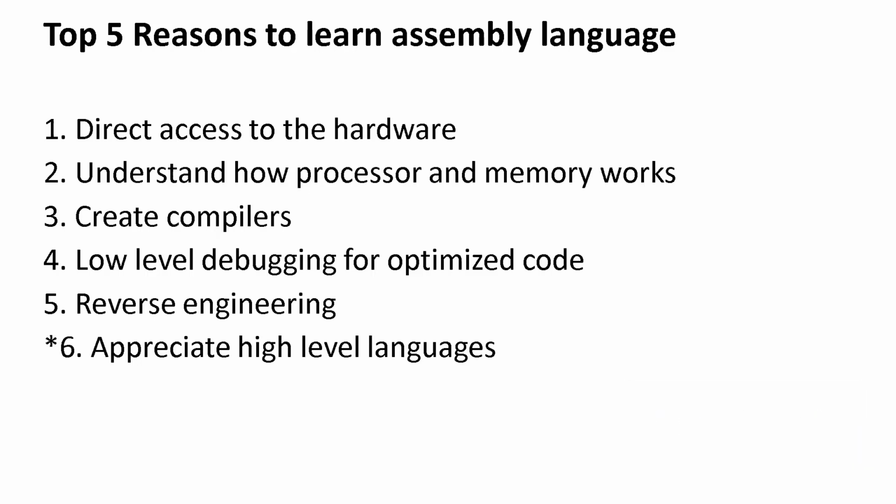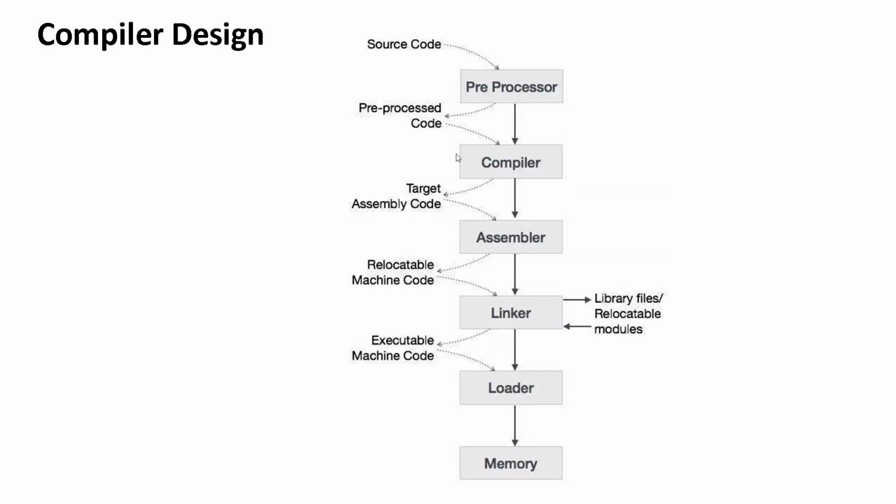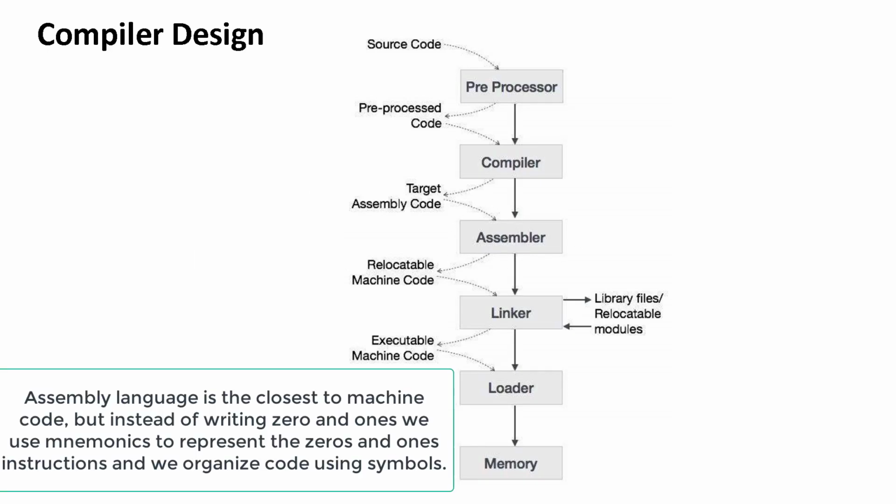Reason number 2, now you will understand better how the processor and the memory work. You will see this with experience when you are writing assembler programs, and you will understand better how your microcontroller works. Reason number 3, if you want to create compilers, you need to learn assembler. So here's a picture of a compiler design. When the compilation is started, your code will be transformed into assembly code, and after that to machine code.